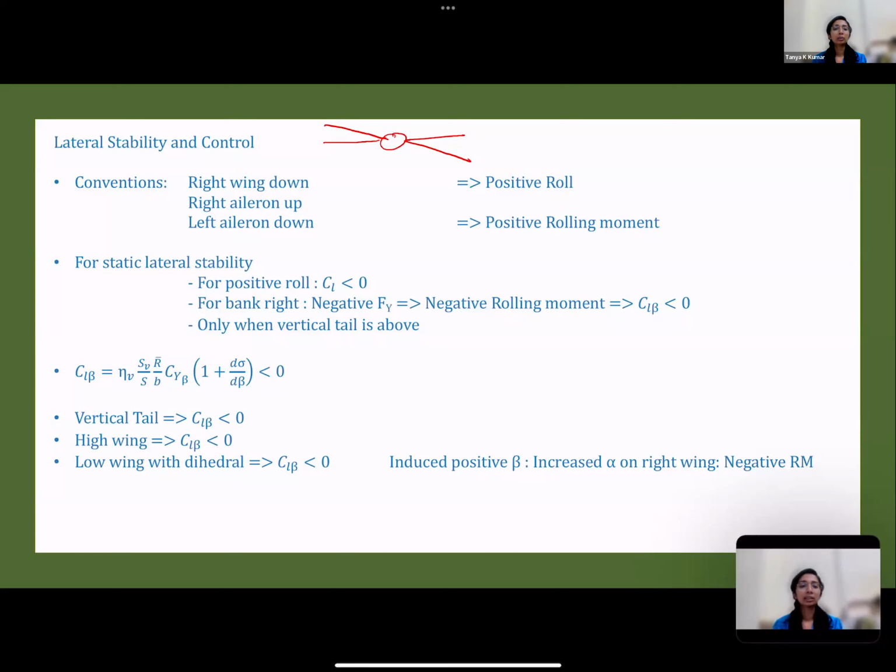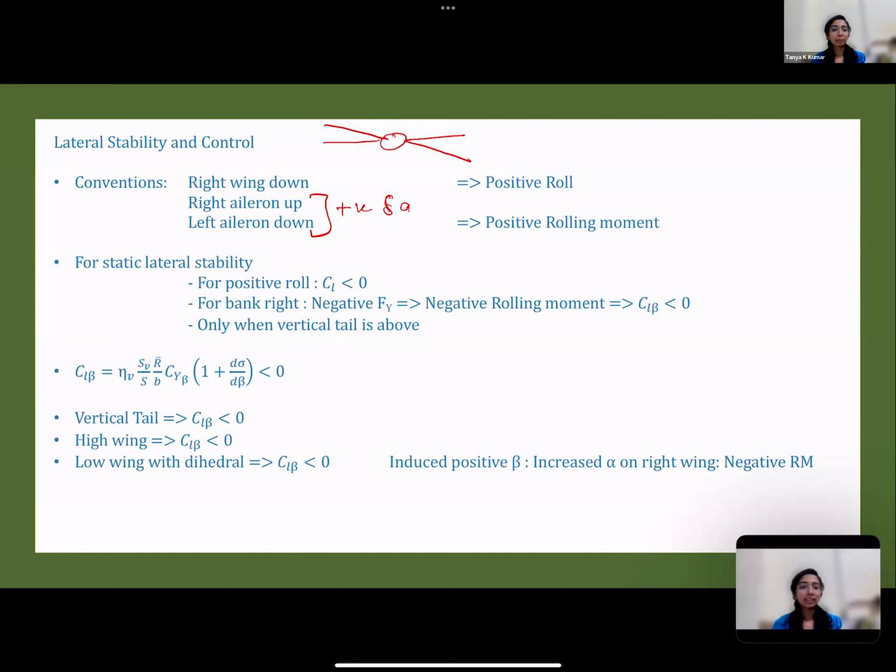Similarly, when I deflect my right aileron up, left aileron down, it produces a positive rolling moment. And this is considered positive delta A. Delta A is deflection of aileron. Deflecting right aileron up, left aileron down, it's considered positive delta A. It produces a positive rolling moment. Now for static lateral stability, what are the conditions required? For a positive roll, you require Cl beta to be less than 0. Like if the aircraft rolls towards the right, you want it to roll back. So your Cl beta should be less than 0.